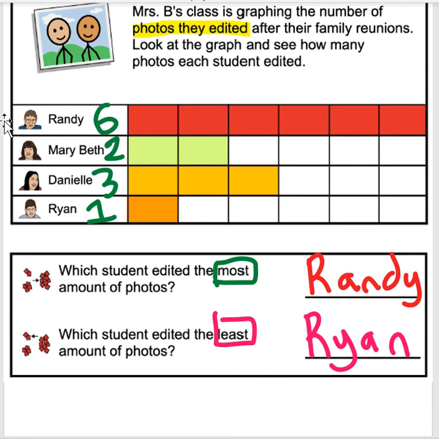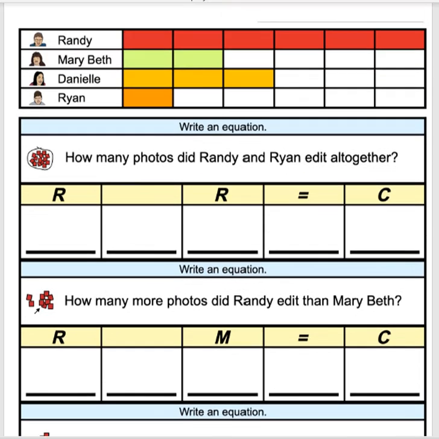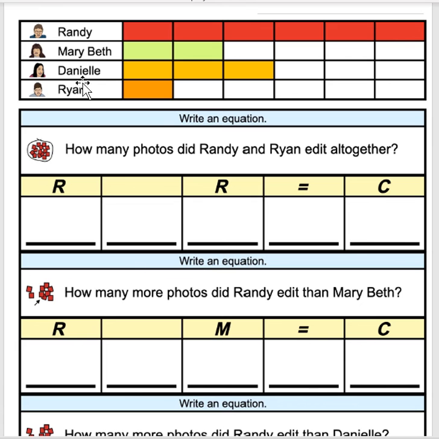So we just used our bar graph to answer questions on most and least. Now we're going to go on to our next question. So we have the same bar graph, with Randy, Mary Beth, Danielle, and Ryan, and how many photos they edited. But we're going to write an equation. So our problem says, write an equation. How many photos did Randy and Ryan edit all together?